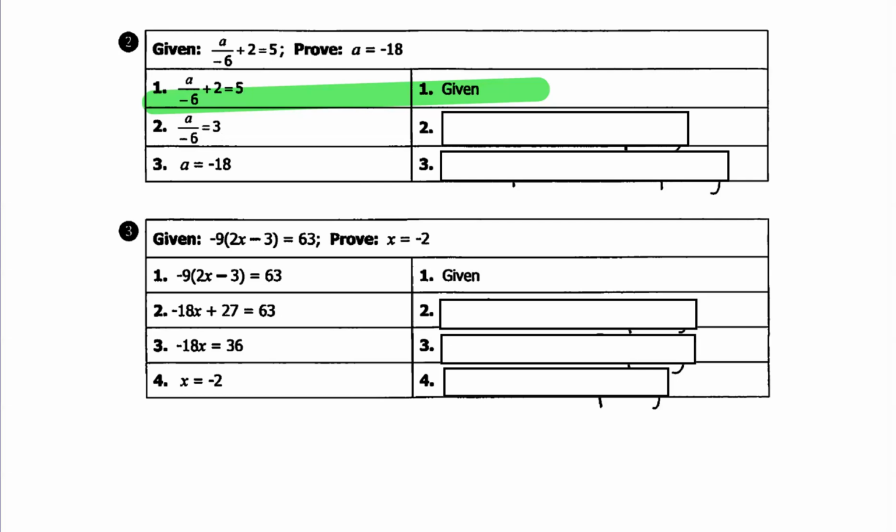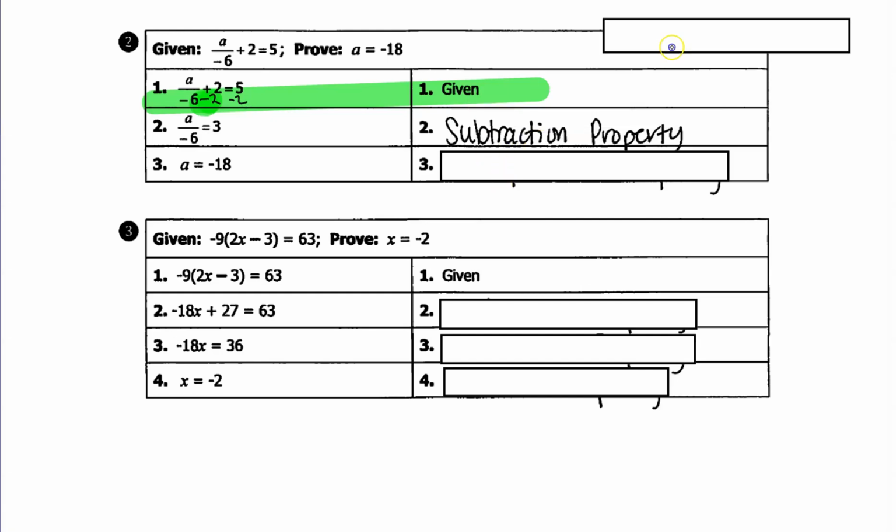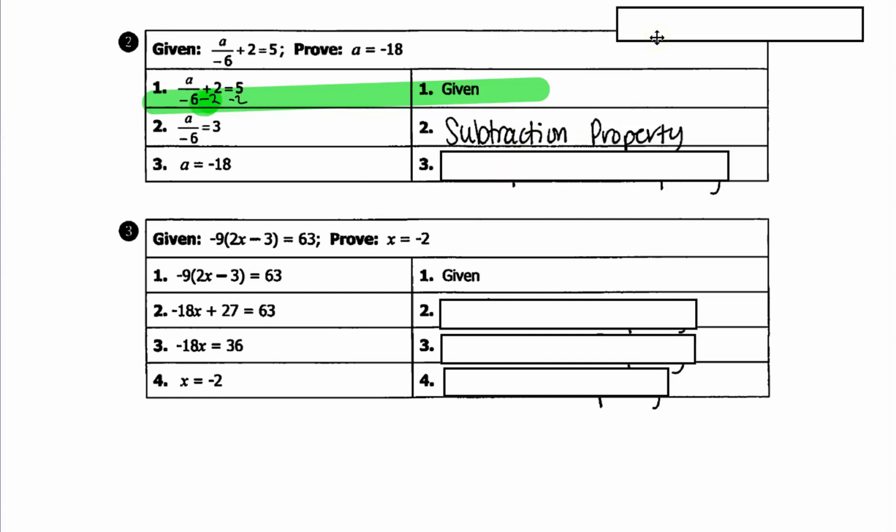All right, so let's go ahead. How did we get from here to here? Now, when you think about it, what's missing? You see how this 2 is missing? How did this 2 move over here and become 3? Well, see how we subtracted 2? So that would be the subtraction property. Now, how do we get this 6 out of here?